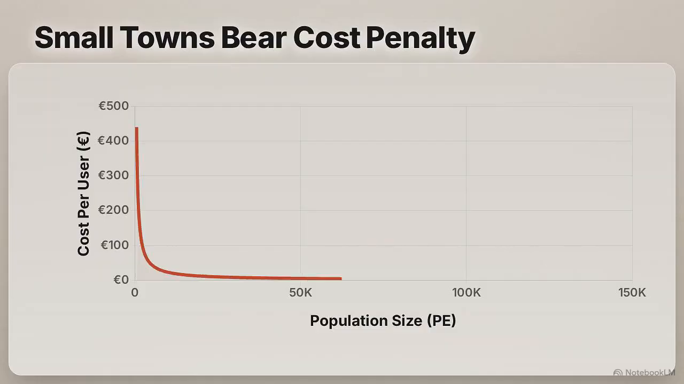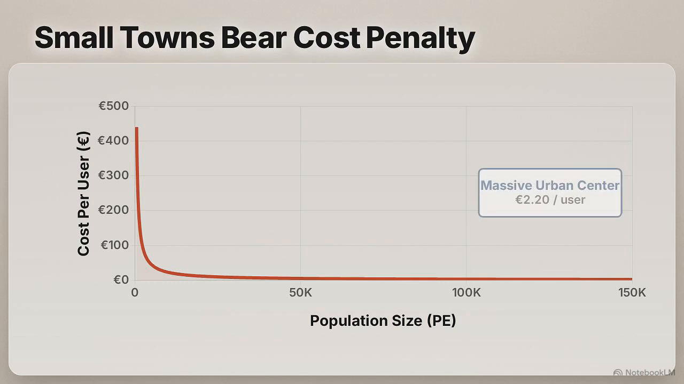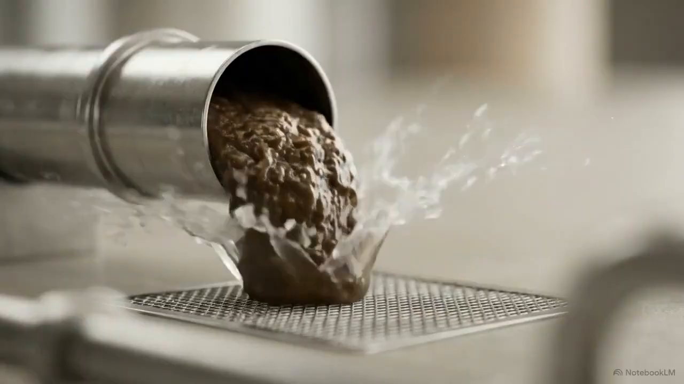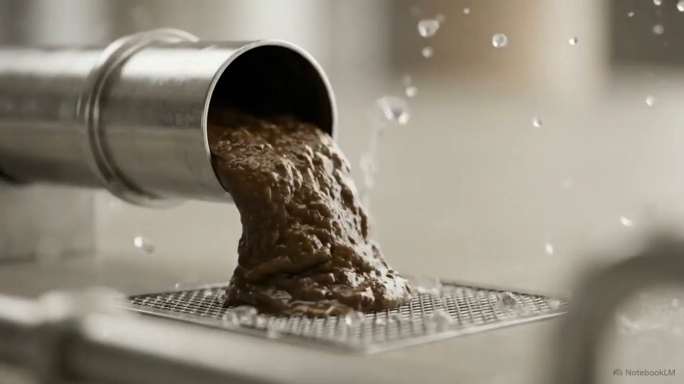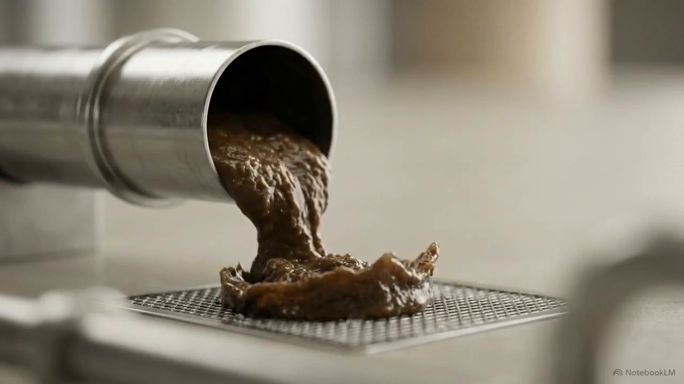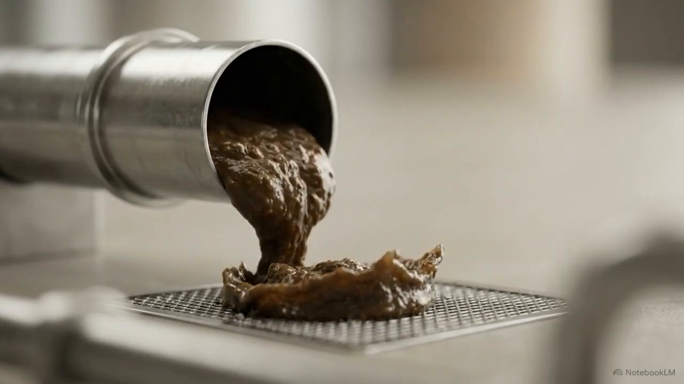And the data shows that this machinery scales non-linearly. The cost per user heavily favors massive populations and severely penalizes small towns. The physical toll of managing raw water mass dictates the financials. A circular resource economy requires paying that biological and mechanical entry fee first.